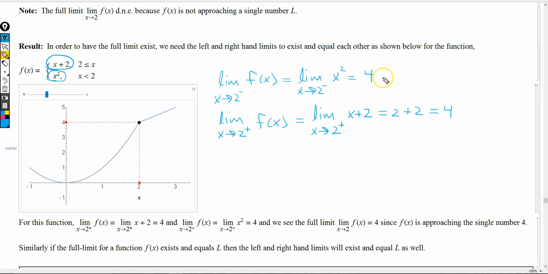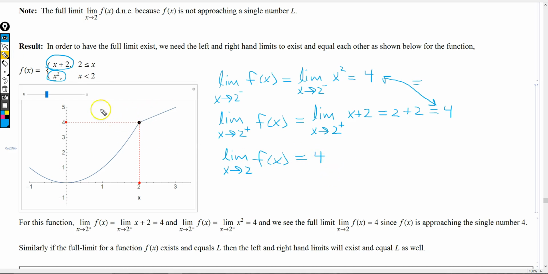Okay, so now we see that these two numbers, the left and right hand limits, are actually equal to each other. And so our full limit is going to be 4. So our full limit, that is equal to 4.